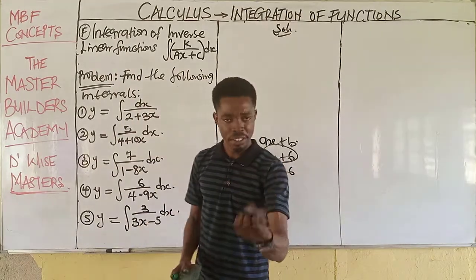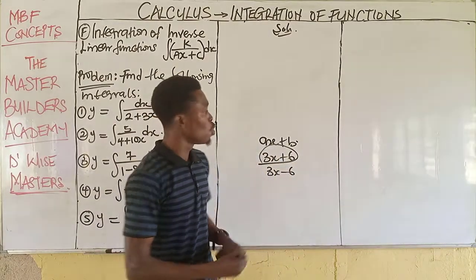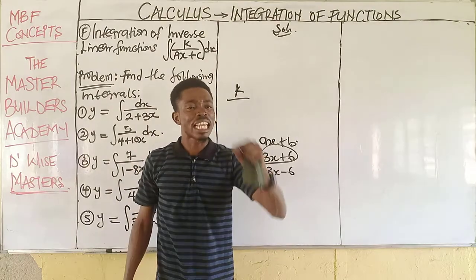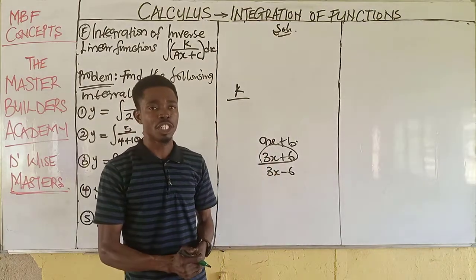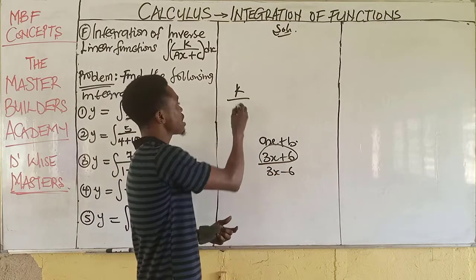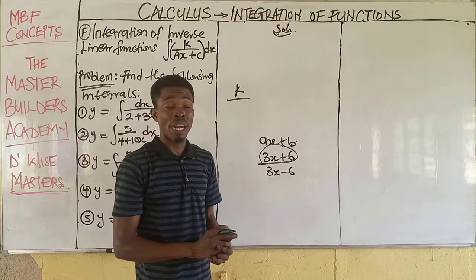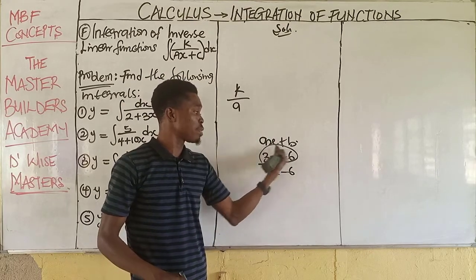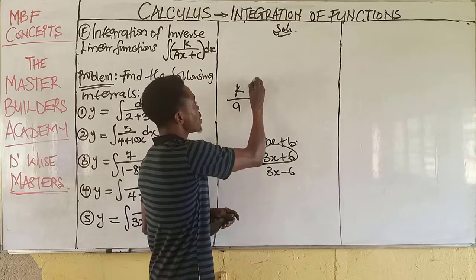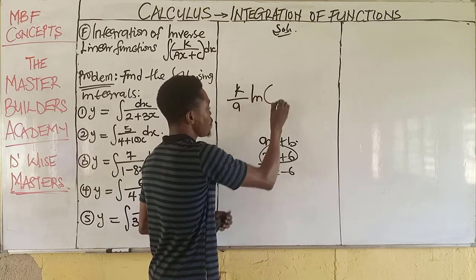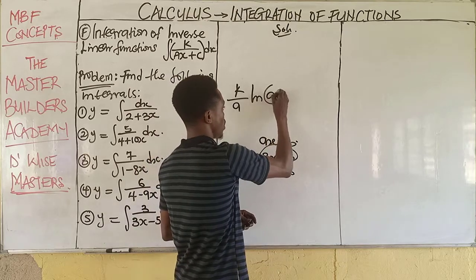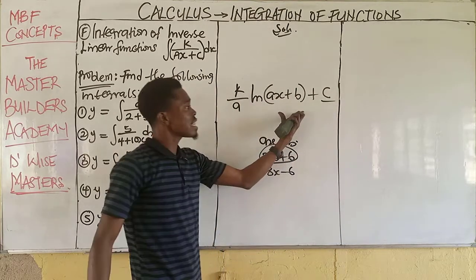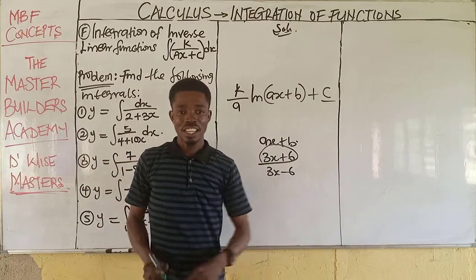And how do I integrate this? All I need to do is to pull down the numerator, all over the derivative of the linear function at the denominator. Whatever you have, put it at the denominator, which would have given us a. If I differentiate ax plus b, I have a. Then keep the linear function, ax plus b, inside the ln. Then plus the constant. This is the answer.